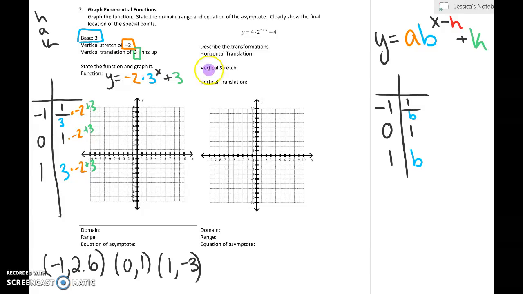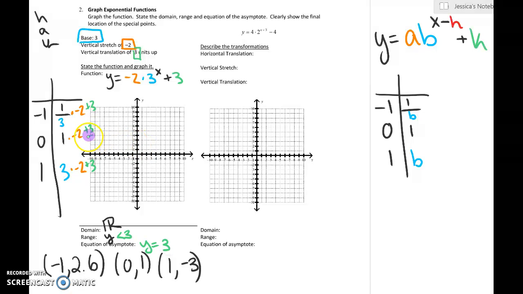All right, so that's all good. Again, before I do anything, I'm going to go ahead. My domain is always all real numbers. My range is always going to be y, and then my k value, which is 3. What I'm going to do is look at these points. They are all less than 3, so y is less than 3. And then the equation of the asymptote is always y equals 3.